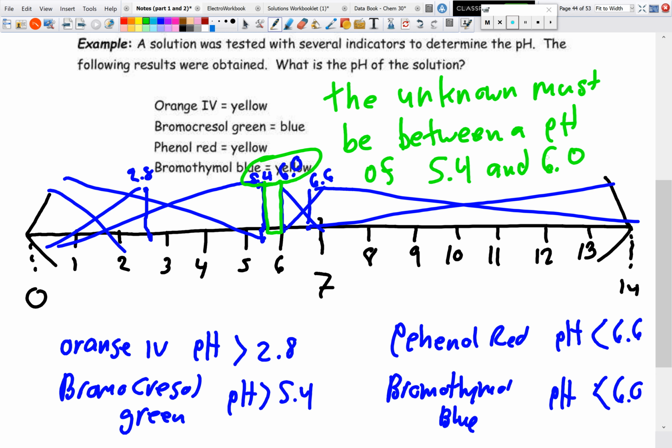So this is visually how you can draw out a complete pH line and just start crossing off areas that it can't be, and then whatever gap you have left, that is the pH range based on the solutions. So that's how you can use these here to figure out a pH range.